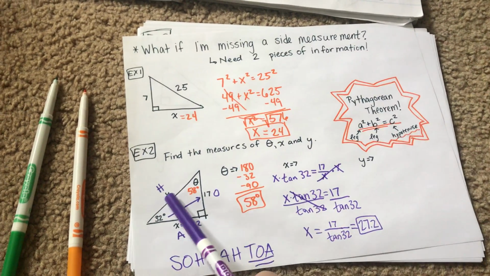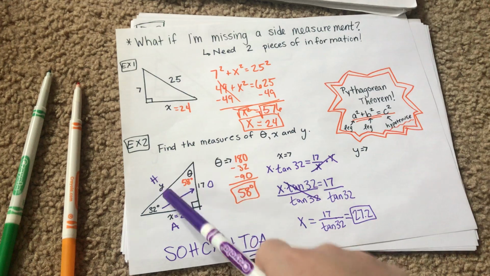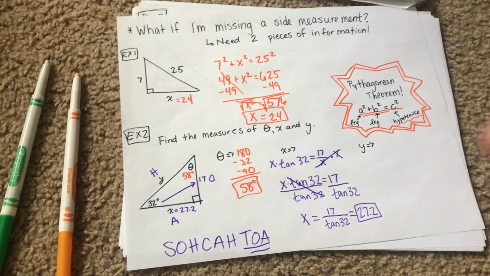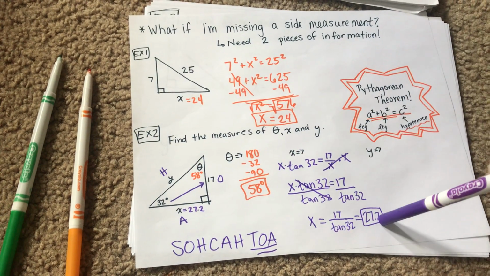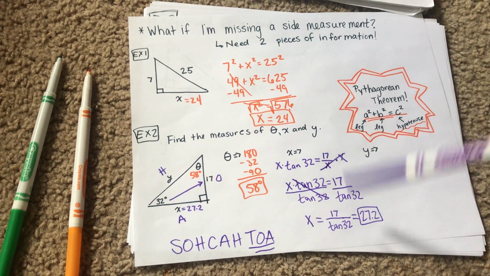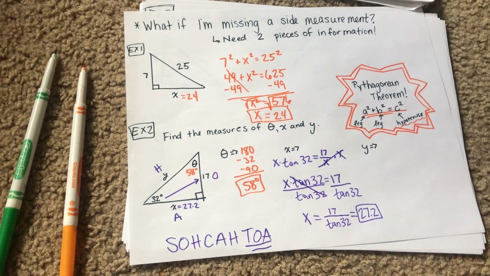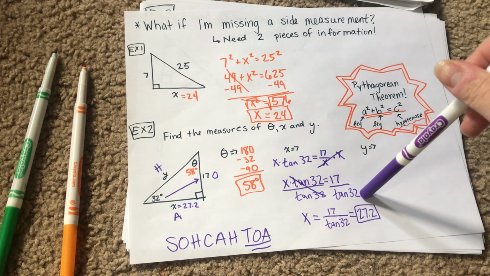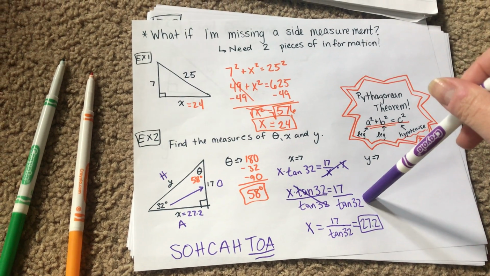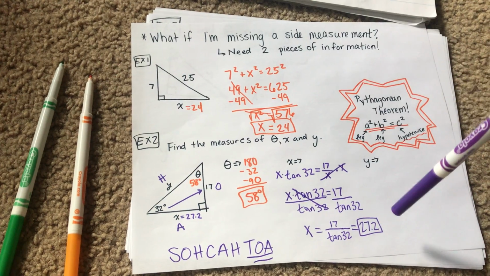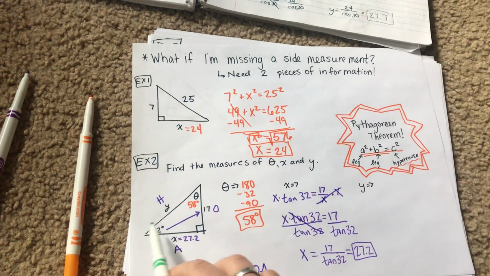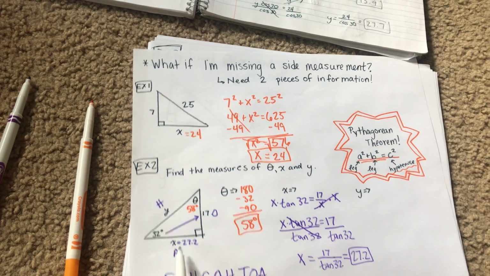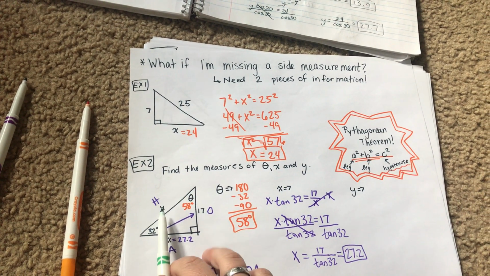So now I'm looking for y, which is my hypotenuse here. And if I'm looking for that, I could, if I wanted to, use the Pythagorean Theorem and do 17 squared plus 27.2 squared equals y squared, and then solve for that. But because I found this 27.2 and there's a chance that I made a mistake, I'm not going to use that today. What I'm going to do is look at this 32 again, and I still know my opposite is 17, my adjacent is x, my hypotenuse is y.